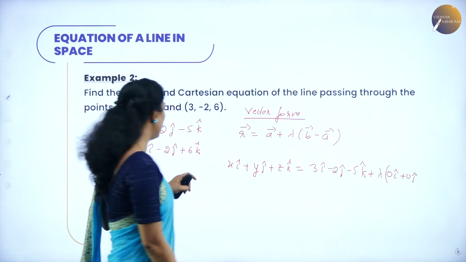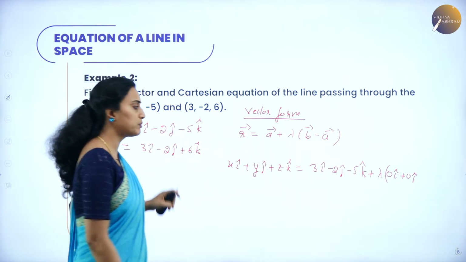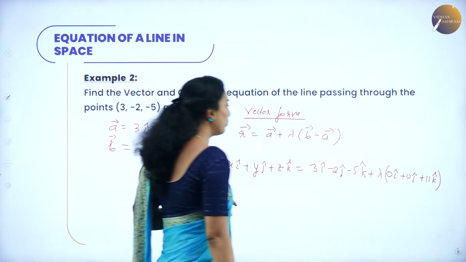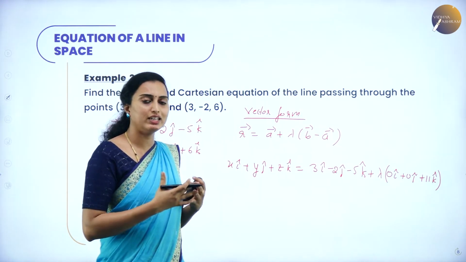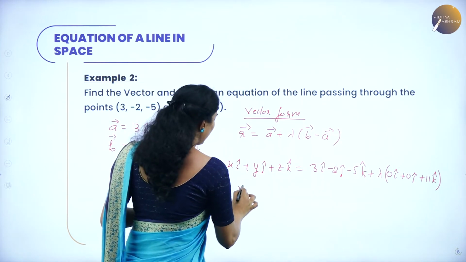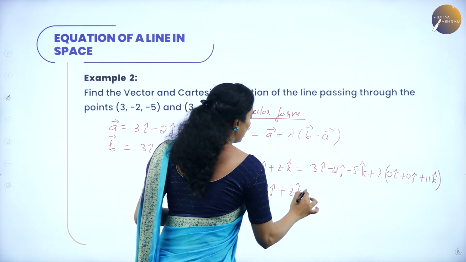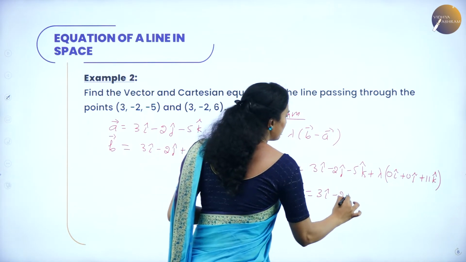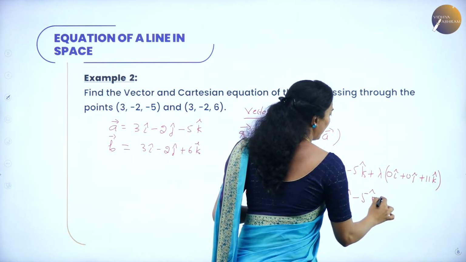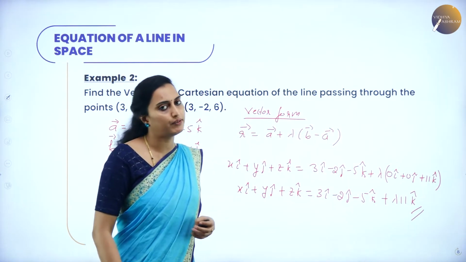Correct? Similarly, you can have 6 minus of minus 5. What is 6 minus of minus 5? Plus 5. 6 plus 5 is nothing but 11. So, plus 11k. Now 0i and 0j will get cancelled, because anything if you add it, you get the same thing. So, therefore, I can write xi plus yj plus zk is equals to 3i minus 2j minus 5k. Here 0j, 0i no need to write, plus lambda into 11k. So this is what is going to be known as the vector form.